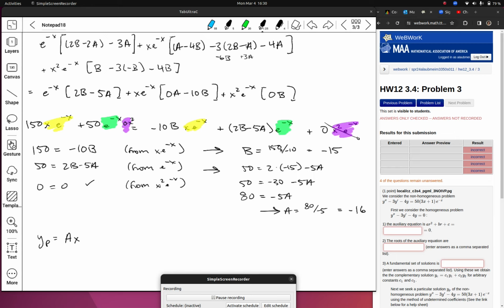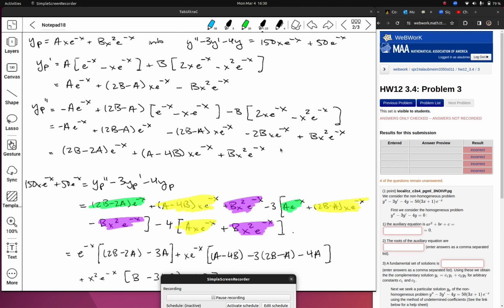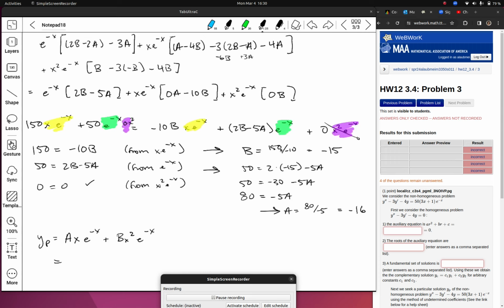So my YP, which was ax e to minus x plus bx squared e to minus x, I do want to make sure I have that in the right place. Yes. Is going to become minus 16x e to minus x minus 15x squared e to minus x. And I did take it a little bit further than setting up, maybe up to like this point would have been setting it up, but I was kind of already committed. So let's go ahead and check if this is right.